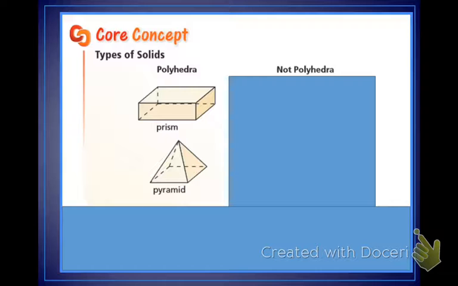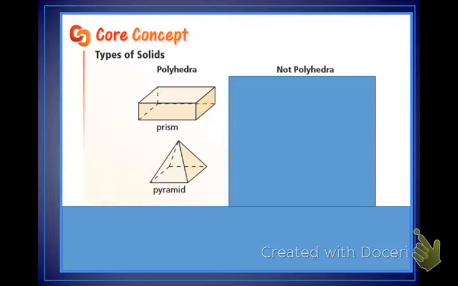Pentagonal. What about this one? That's 6. 6 sides. So it's a hexagonal prism. Okay? You can tell because there are only 2 hexagons and a bunch of rectangles. So the only time you're ever going to have a rectangular prism is when all of the sides are rectangles. All of them.